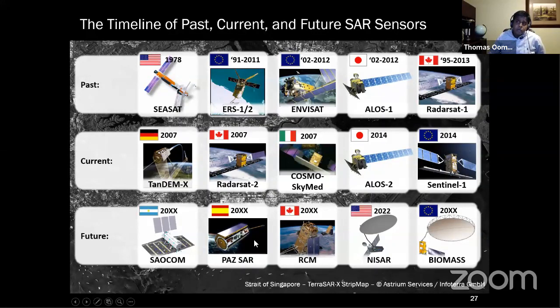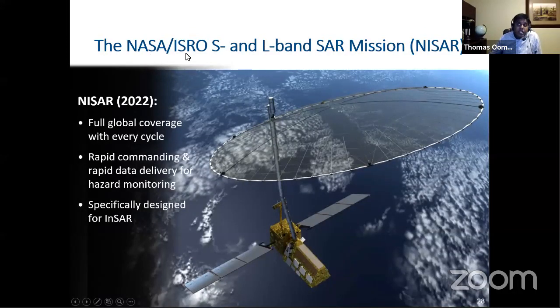There are also several future missions planned, including the NISAR mission. In fact, this NISAR mission is a joint program between NASA and the Indian Space Research Organisation. They are going to launch the radar satellite in 2022. It will have full global coverage with every cycle. And I'm sure that this data will be available for free, especially for researchers in the US and India.